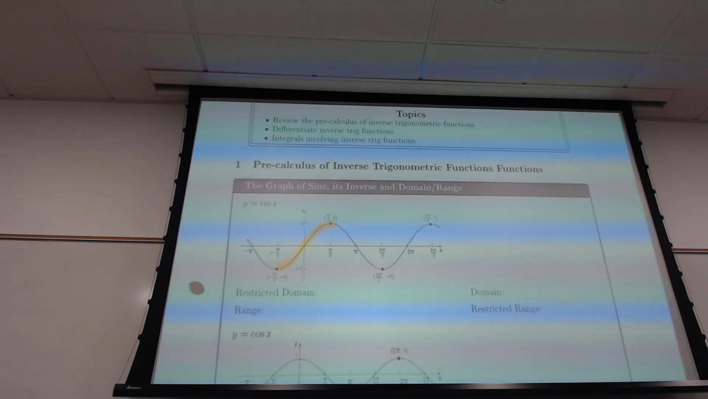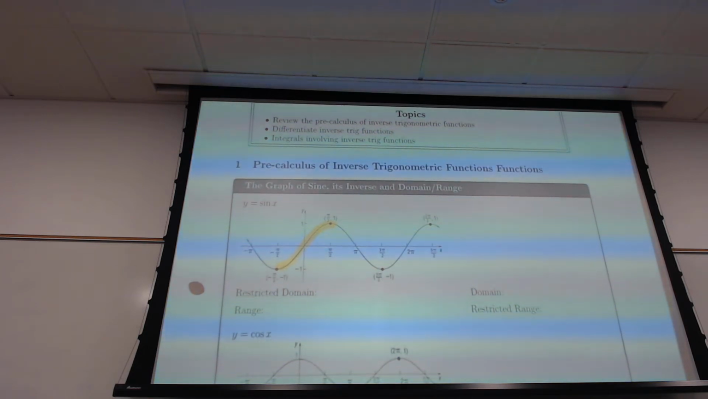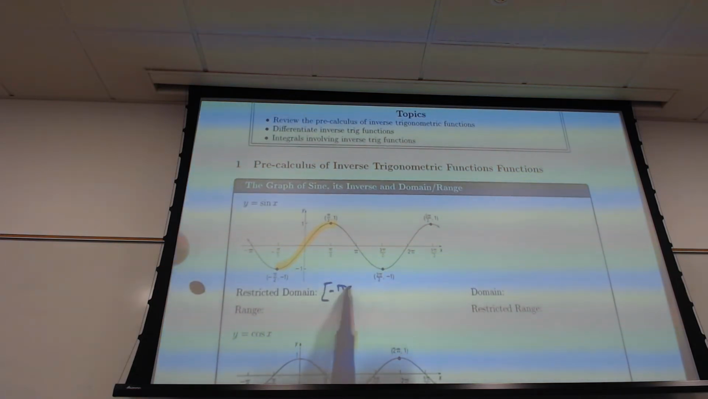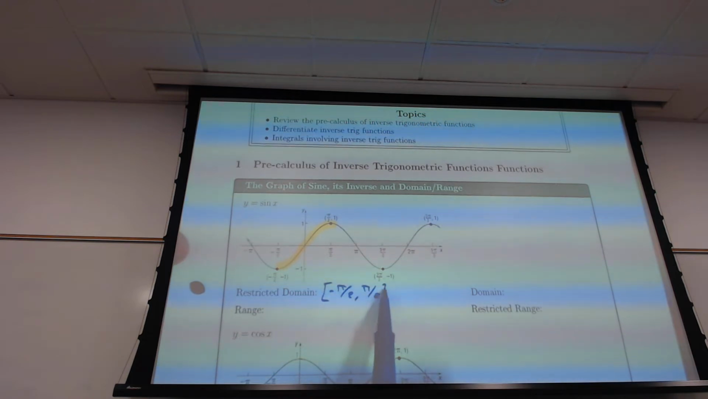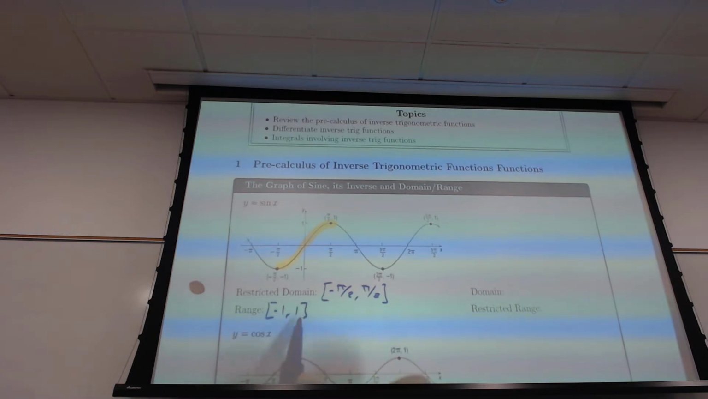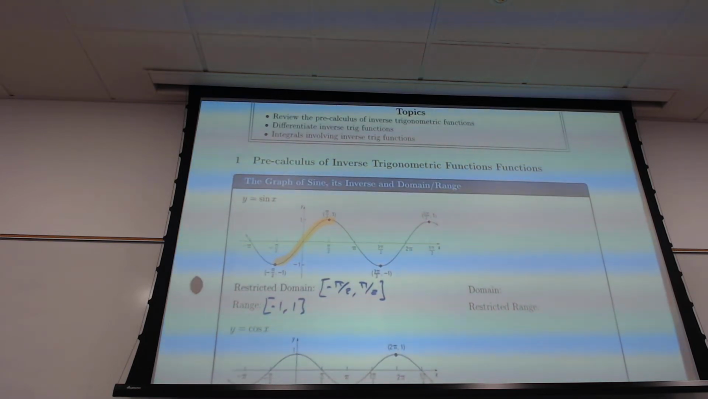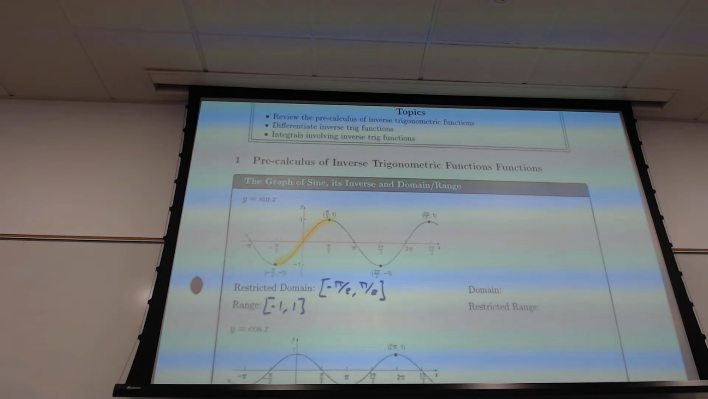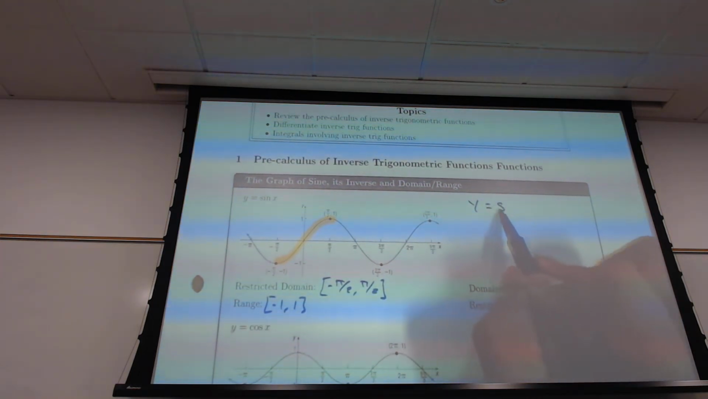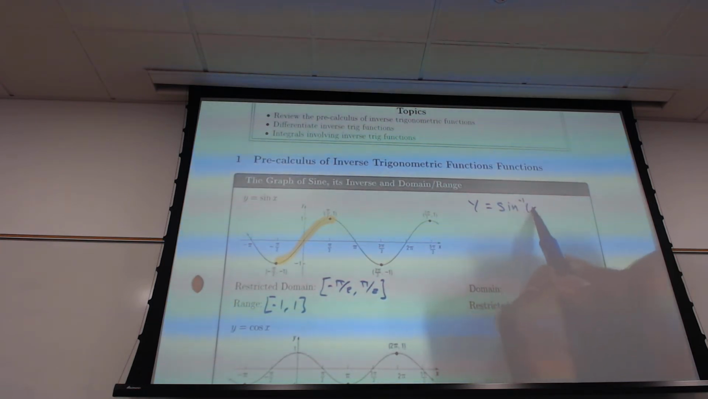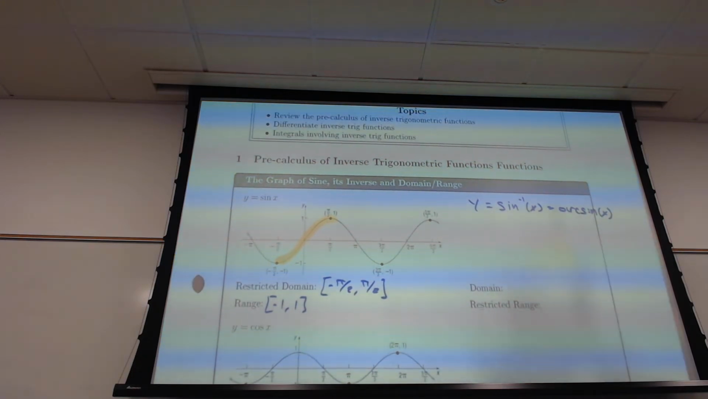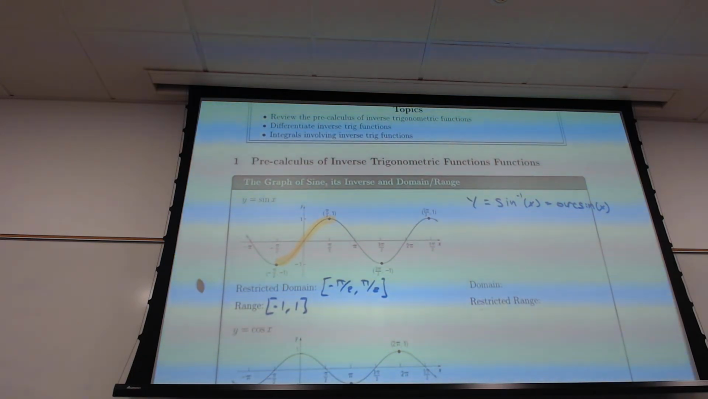In this case, we need to make some restrictions, of course. What are those restrictions? We need to restrict the domain to negative pi over 2 to pi over 2. And the range remains the same. That always goes from negative 1 to 1. All right? When we define the inverse trigonometric function for sine, it is denoted either y equals sine inverse x or arc sine x. Those are the two ways to denote the inverse trigonometric function.